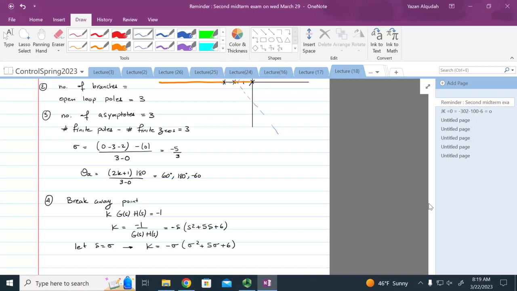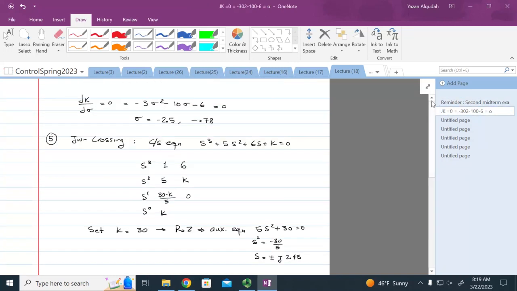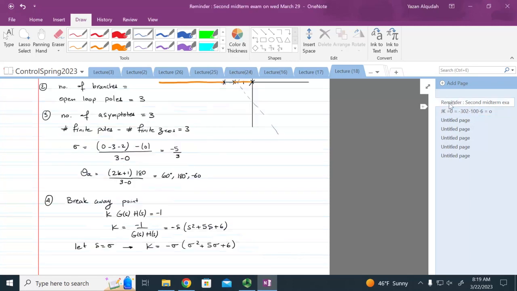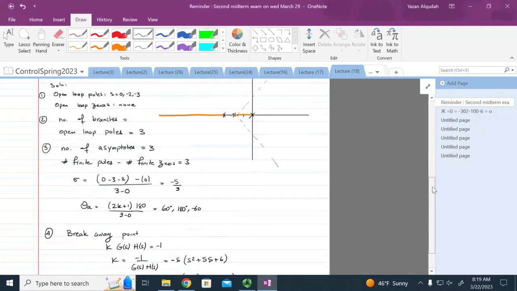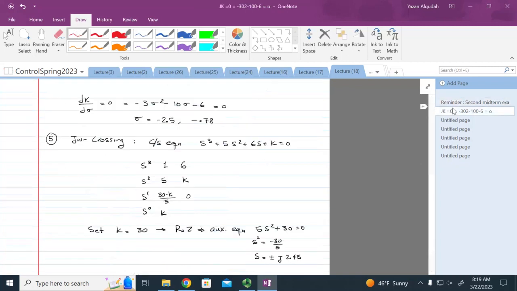And then we're going to differentiate that. You're going to take the derivative of k with respect to sigma, set it to 0, and that is going to give me negative 2.5 and negative 0.78. Now I'm going to come back to the root locus. If you remember, this was negative 2 and negative 3. But now I'm getting 2 points. One is negative 2.5, negative 0.78.